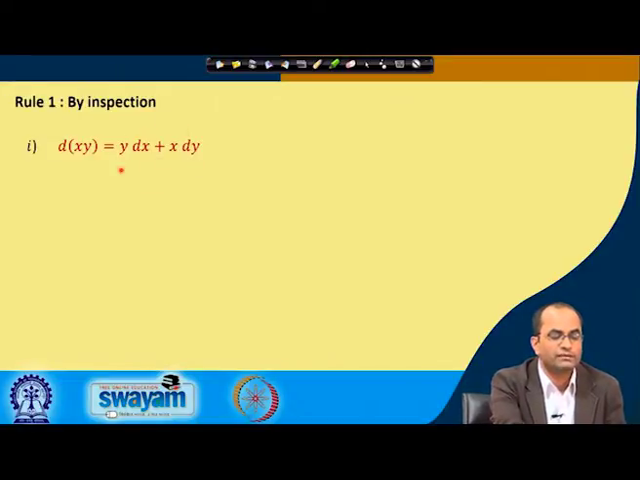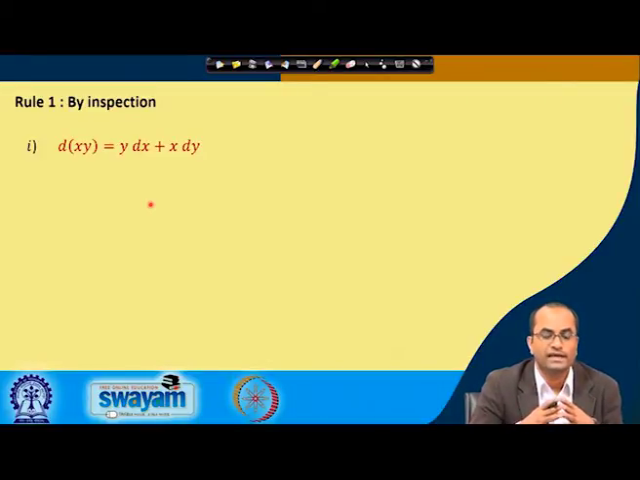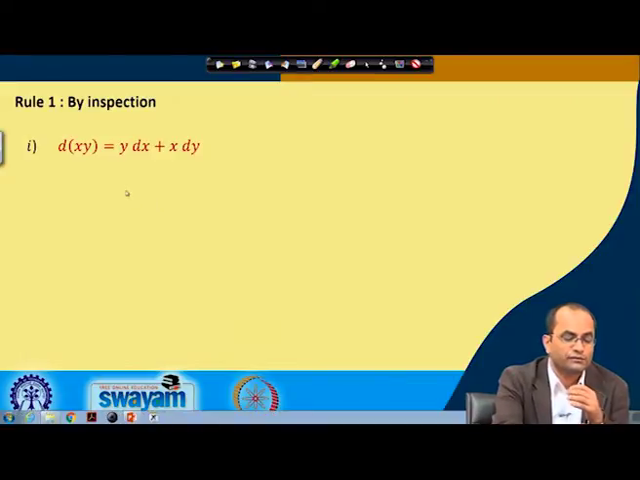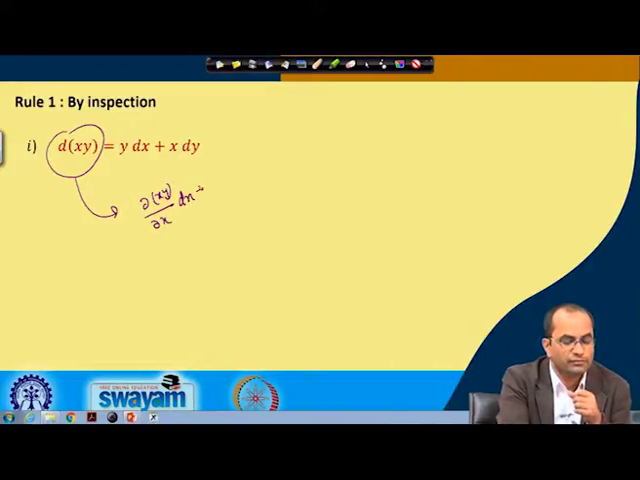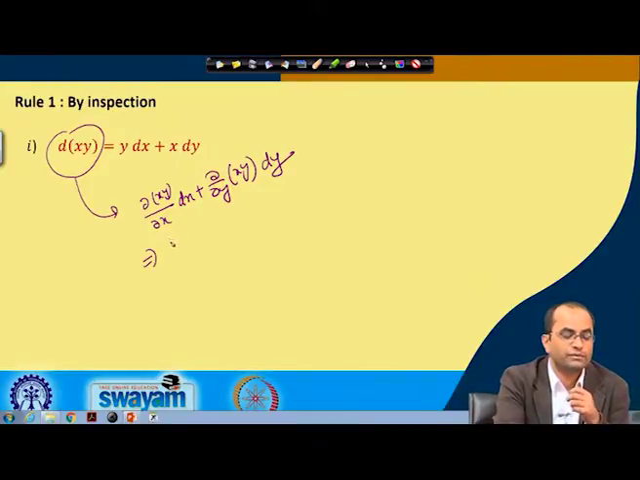For instance, y dx plus x dy. This term is nothing but the differential of xy, and we can verify it easily. The differential of xy is, as per the definition, del over del x of the function times dx plus del over del y of the function times dy. So, the partial derivative of xy with respect to x gives y dx, and with respect to y gives x dy.